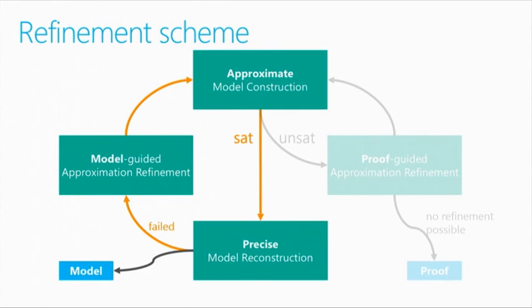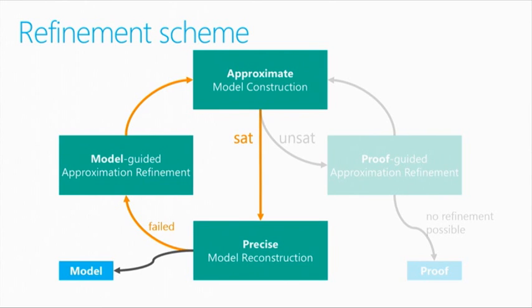And that way we can build the following approximation framework where on the top we solve an approximation of the formula for which we get a model. That's what the SAT arrow means. And then we try to reconstruct a precise model from that model for the approximated formula, which, as I said, can fail. It doesn't have to fail, but sometimes it fails. If it doesn't fail, we get a model and we're done. And we have proved satisfiability of the formula.